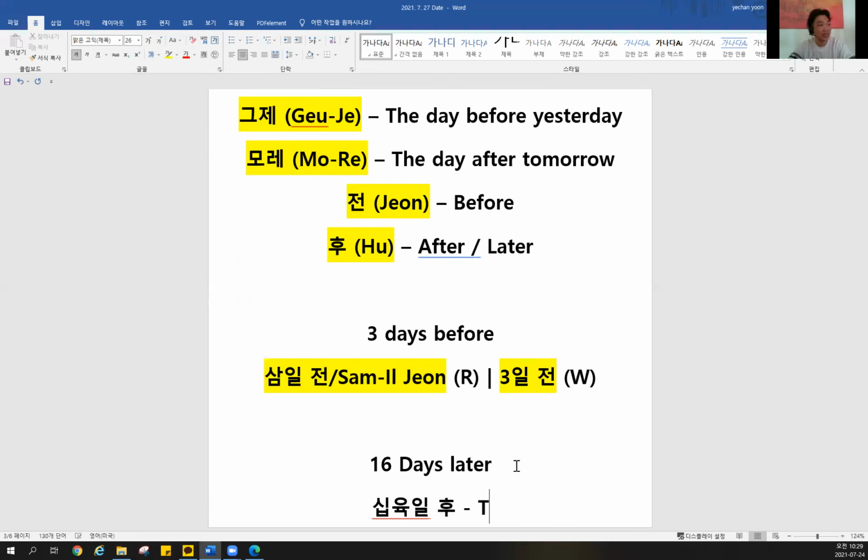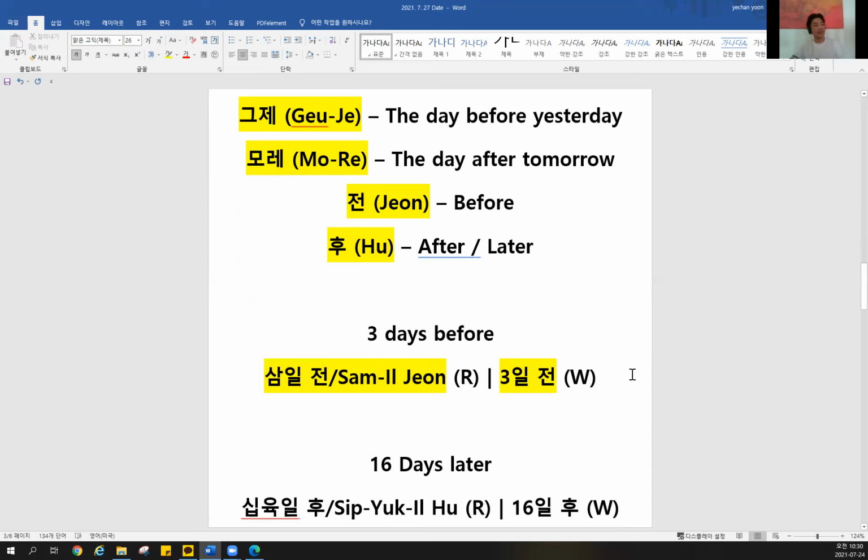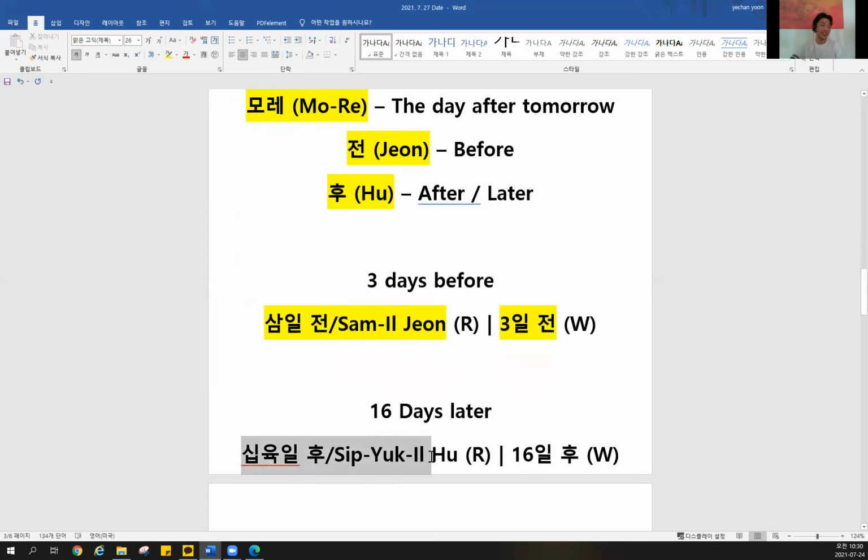So how can you write it down? 16일 후. Okay, how can you write it down? You can write it down with numbers: 16일 후. This is how to write it down. Okay, not that difficult, guys. There we go. All right.